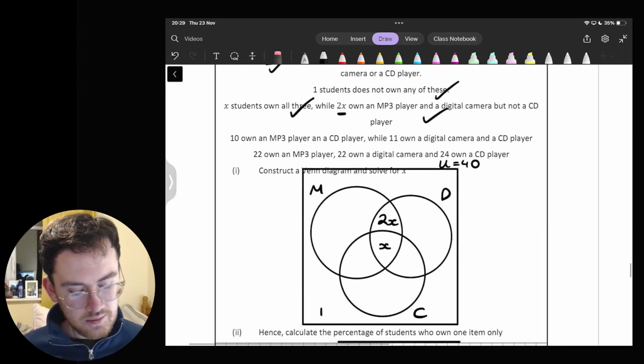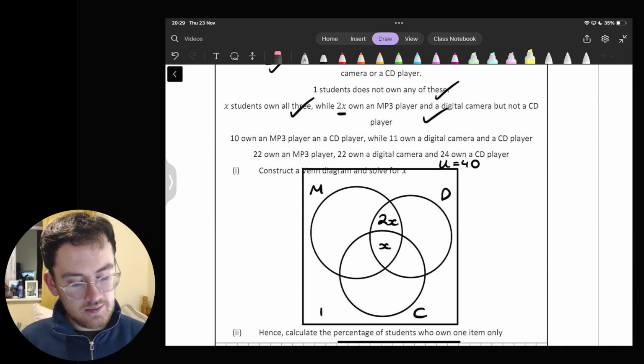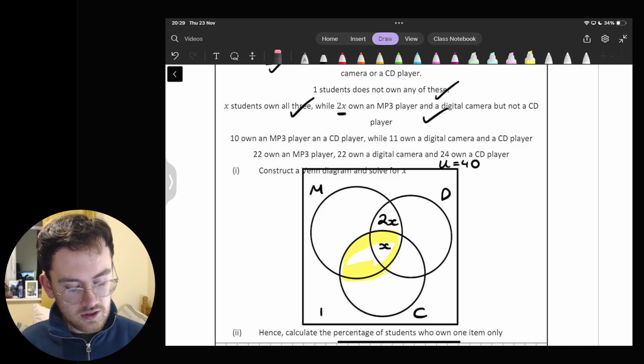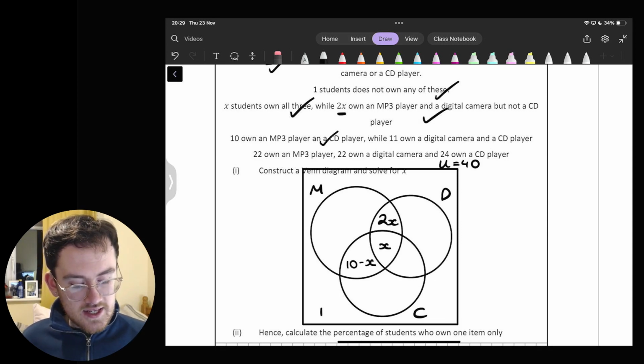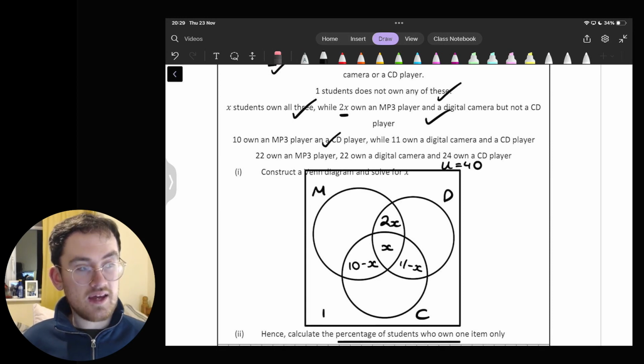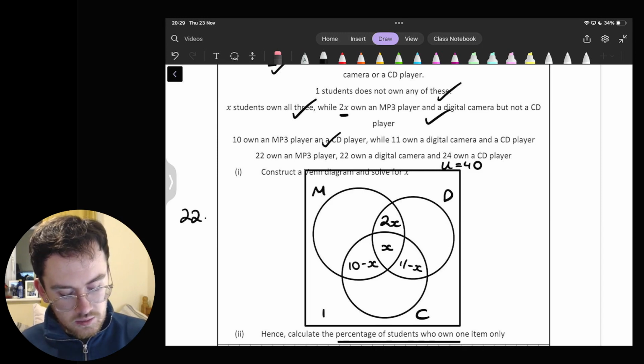10 own an MP3 player and a CD player, so that's this section here. We've already included X people there, so this will be 10 minus X. 11 own a digital camera and a CD player, so this would be 11, take away the X part in the middle. 22 own an MP3 player. So if we look at the MP3 player here, it should be 22, but I take away the 2x, I take away the x, and I take away the 10 minus x.